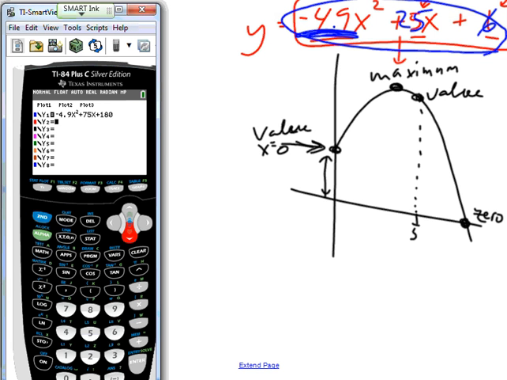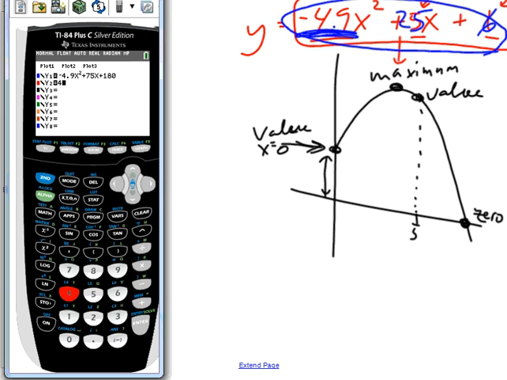So this is the height. Y equals means height. If you want a height of 400, then type in 400 right there. Y equals 400. And it's going to put a line in on your graph. Don't talk, please. It's going to put a line in at 400.